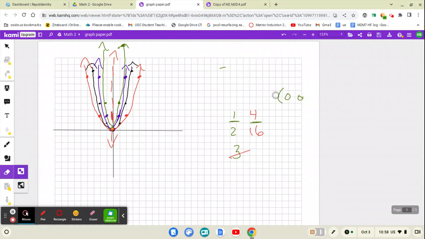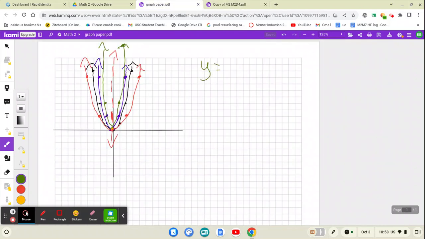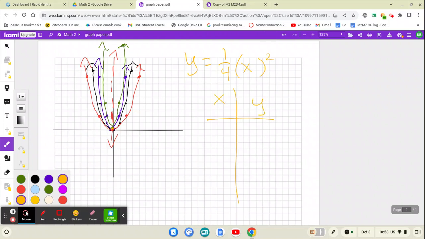All right, this one's a fraction. So after I clear things off, we're going to see what that's going to do to it. We've got a fraction, 1/4 x squared. Y equals 1/4 x squared. We need to pick careful x values. The x values need to be increments of the denominator away from the vertex, which is 0, 0.